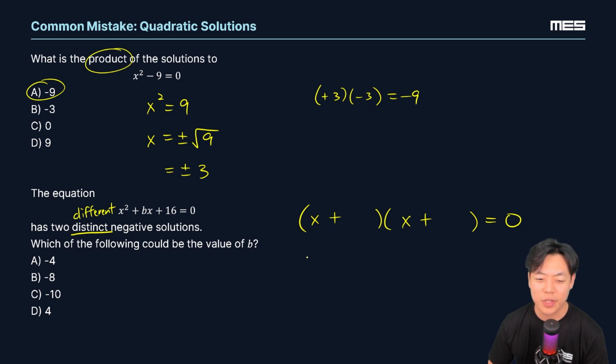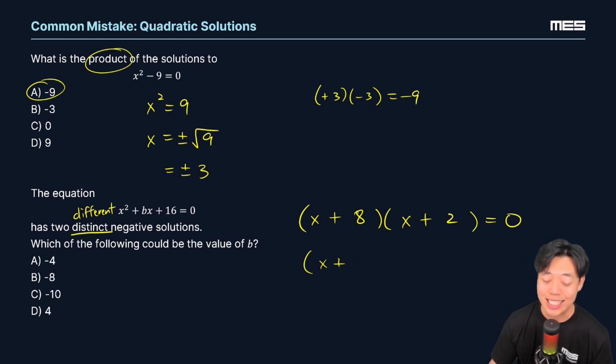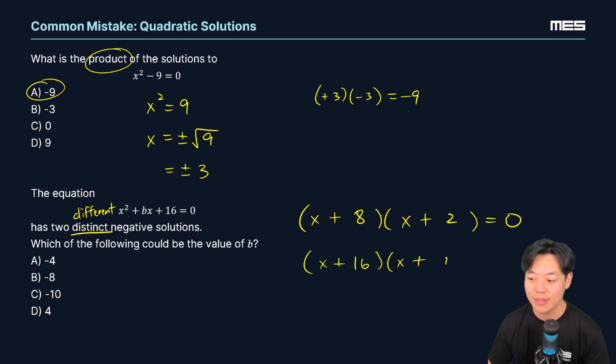Let's think about this for a second here. We could have 8 and 2. We could have 4 and 4, but that wouldn't give us distinct negative solutions. We could also have 16 and 1. And for this one, x will be negative 8 or negative 2. And for this one, x will be negative 16 or negative 1.